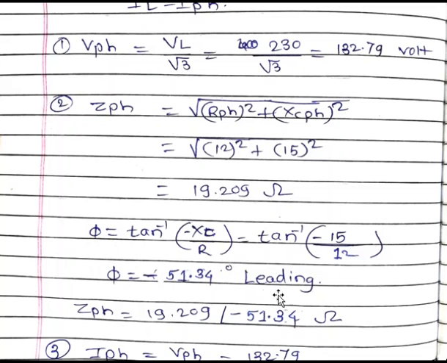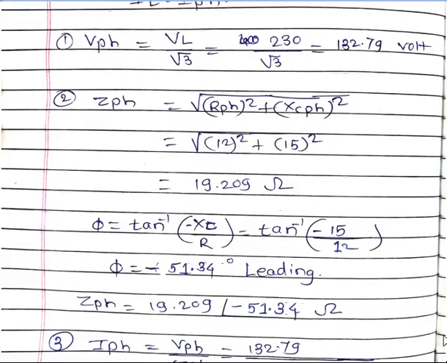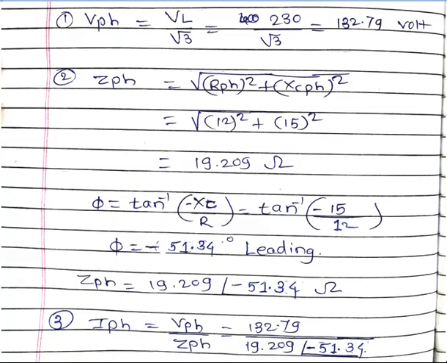The phase angle phi is leading nature because the capacitive load is present in a circuit. Therefore in capacitive load the current leads supply voltage or phase voltage by angle 51.34 degree. Okay, now the value of ZPH is equal to 19.209 at an angle minus 51.34 degree. Now we calculate the value of IPH.